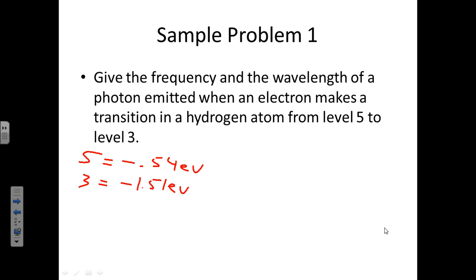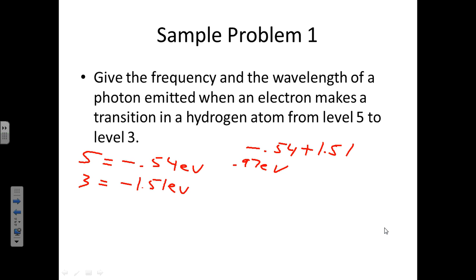All right, like we said, first of all, we need to calculate the difference in energies. We take the initial one minus the final one. Subtract that out. I did something wrong here, right? Because it's minus a minus. So it should be a plus. So the difference in energy is 0.97 electron volts.